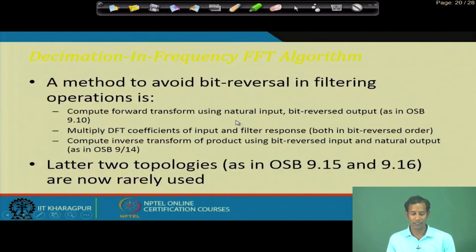So, the decimation in frequency FFT algorithm. This is a method to avoid the bit reversal in filtering operation: compute the forward transform using natural input and bit reversed output, multiply the DFT coefficients of input and filter response, and compute the inverse transform of the product using bit reversed input and natural output. Okay.